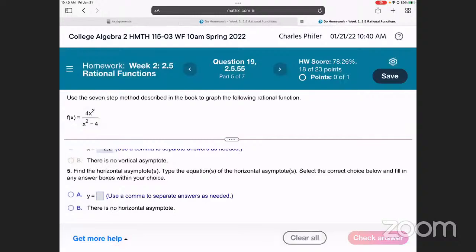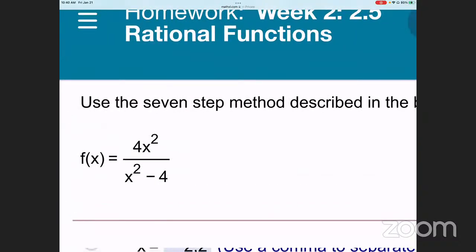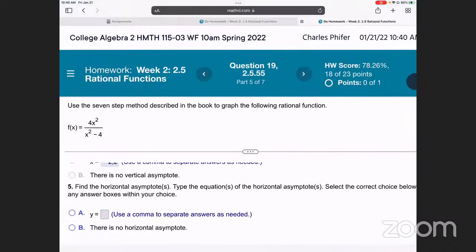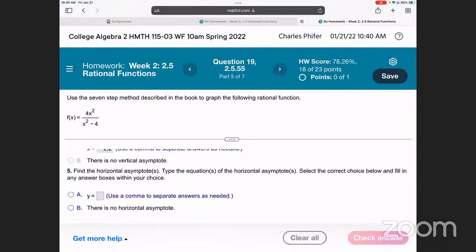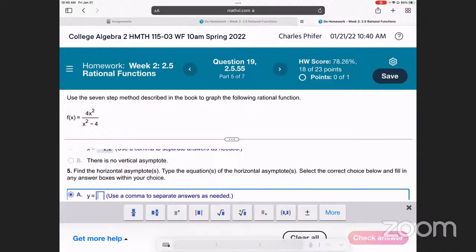Horizontal, right? So the horizontal, we compare the degree of the numerator to the degree of the denominator. The degree of the numerator is 2, the degree of the denominator is 2. So then they're equal. So when the degrees are equal, we take the ratio of the leading coefficients. This is going to be 4 over 1 in this case. Ultimately, that's just going to be 4. So it's going to be y equals 4.